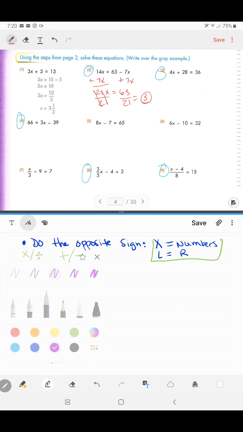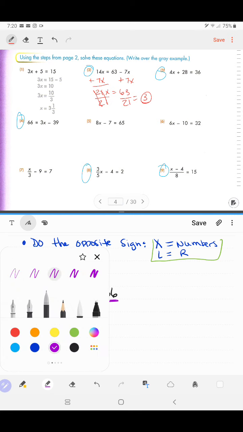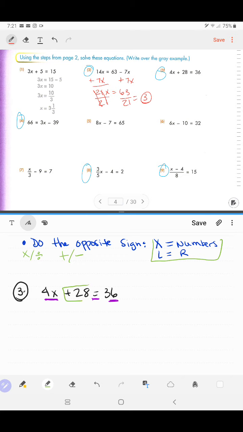For number 3, we've got 4x plus 28 equals 36. So I'm going to check to see if my numbers are in the right place. X equals numbers, so those are in the right place. 28 is in the wrong place, so I have to move that one. How do I move it? By doing the opposite. So again, first step, add or subtract. Second step, multiply or divide.